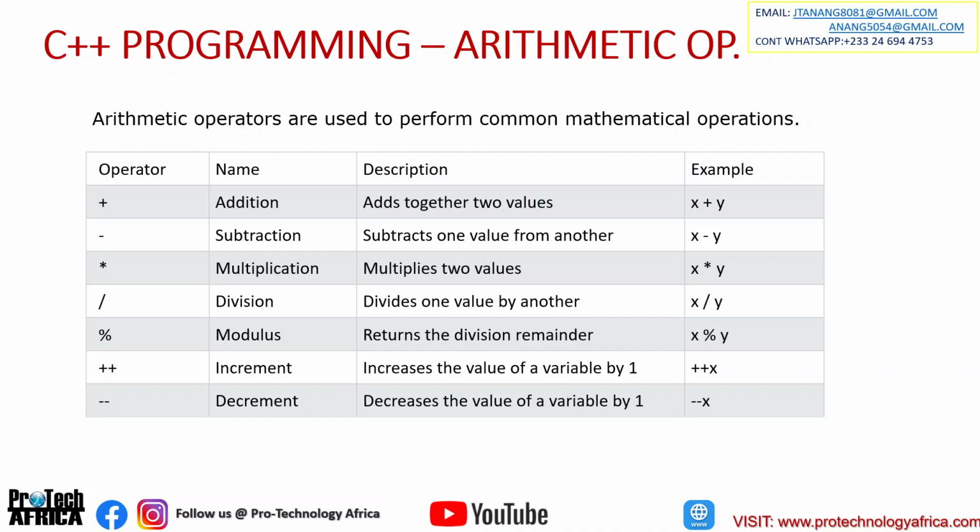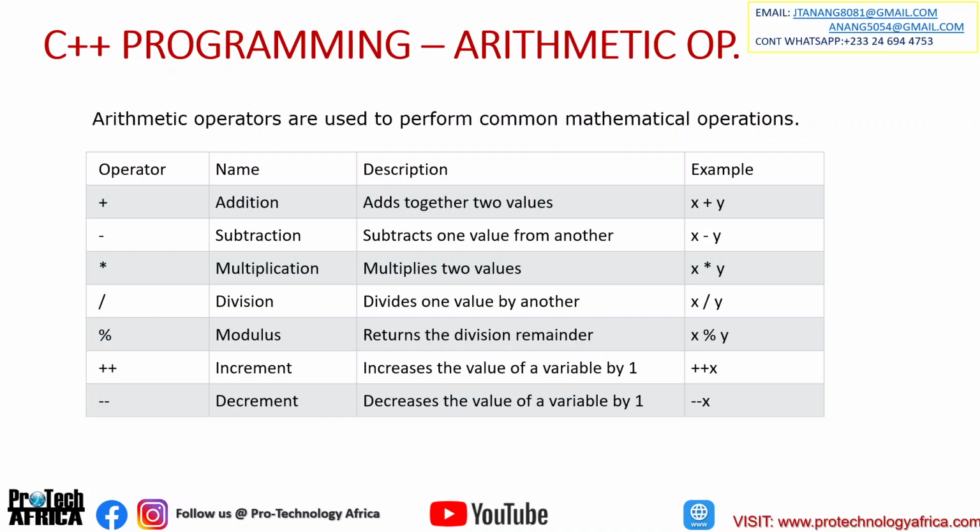We have the addition sign. The name is addition, and it adds together two values. Example, x plus y, meaning that we can add more than two values: x plus y plus z, x plus y plus z plus h plus 10. We can add all those values, and then it can generate the desired results for us.